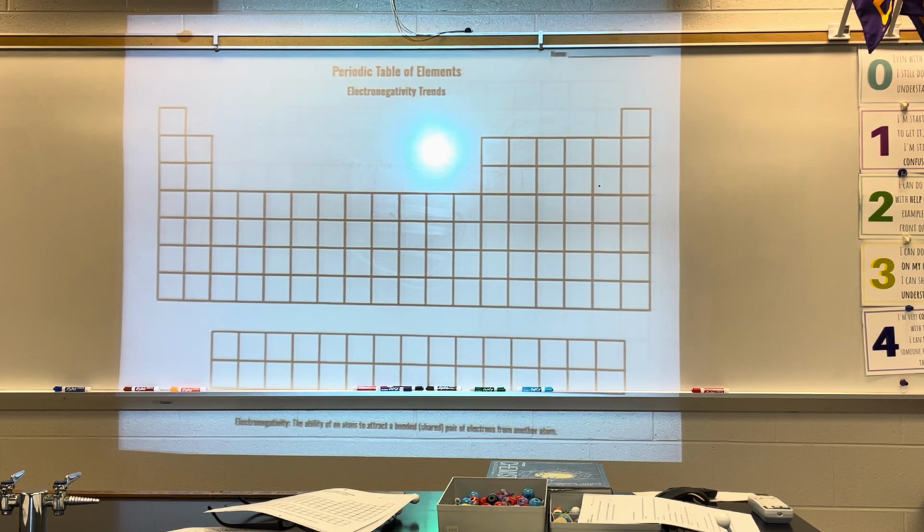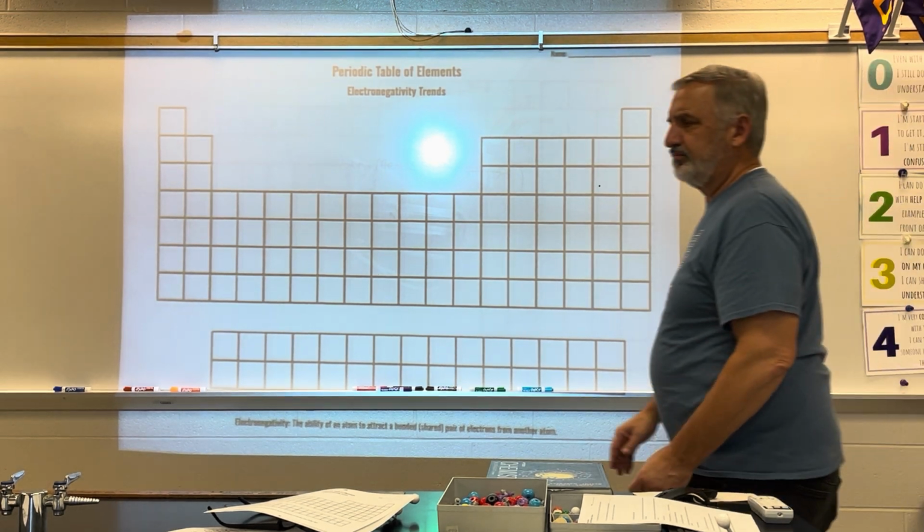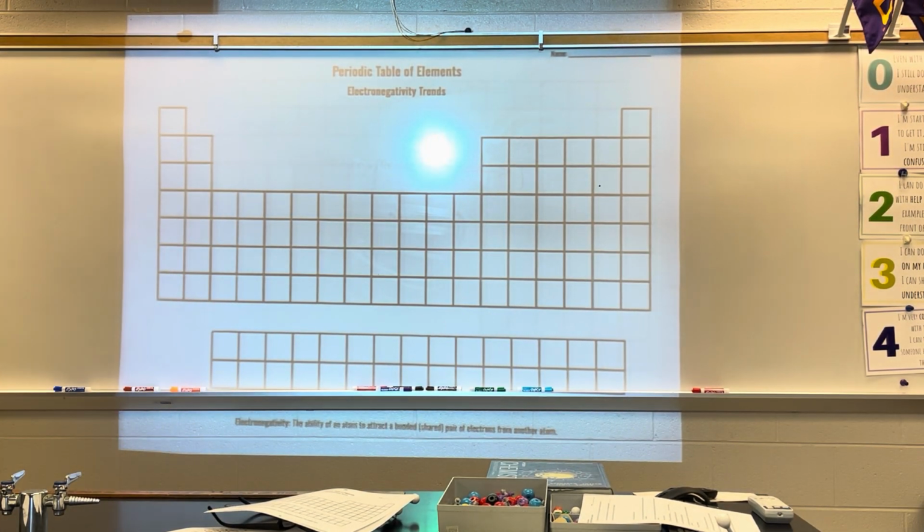I can't see. Alright. Oh yes. Go ahead, look at, read it. What is this thing, electronegativity? Okay, y'all listen up, refocus. Here we go. Lucas, read it loud.